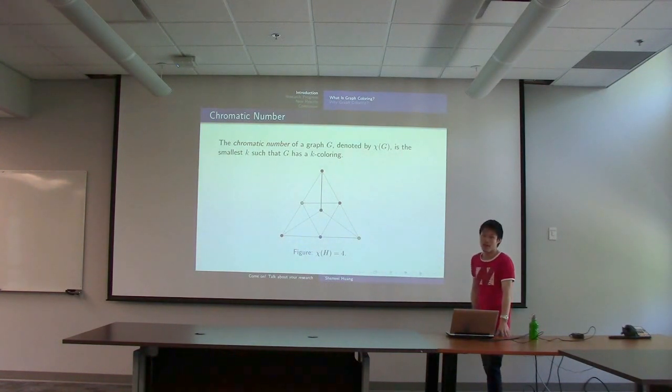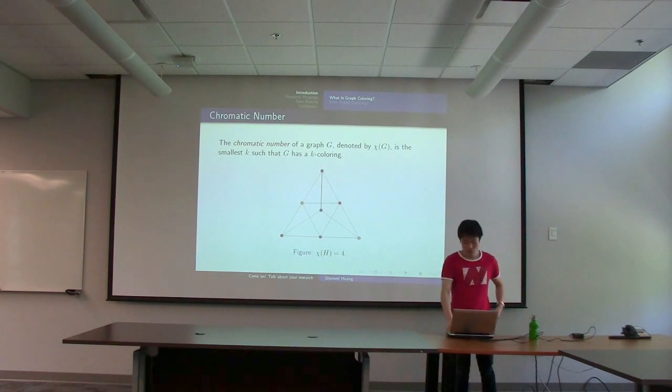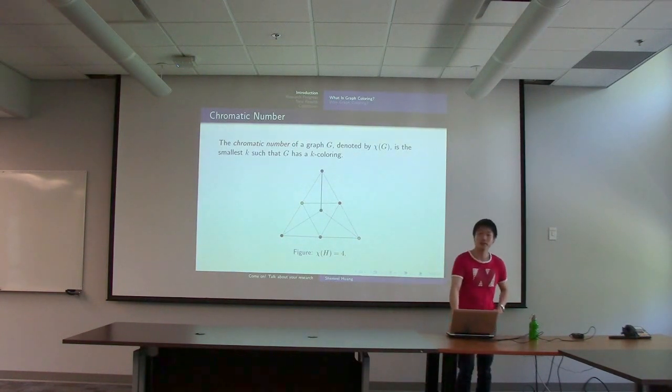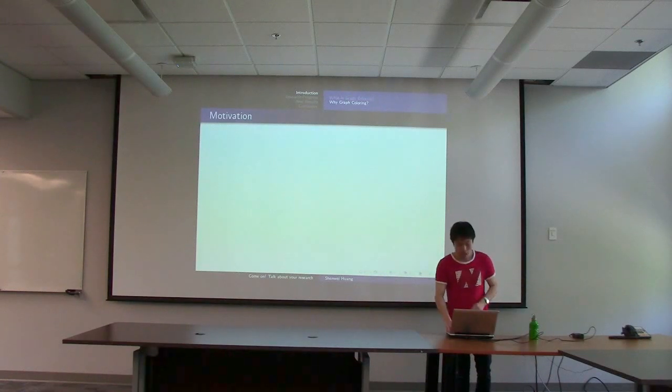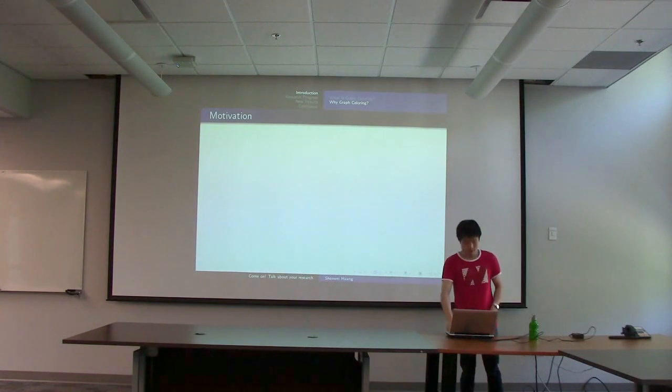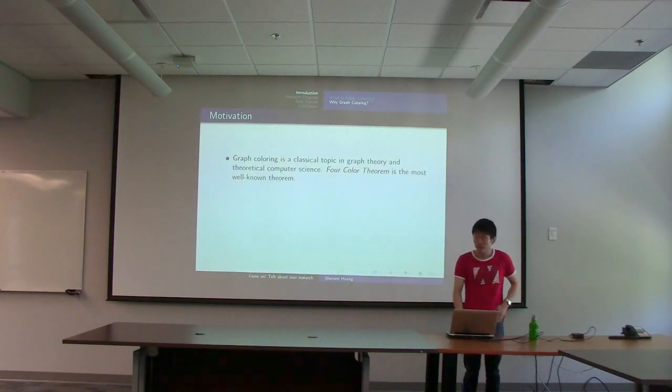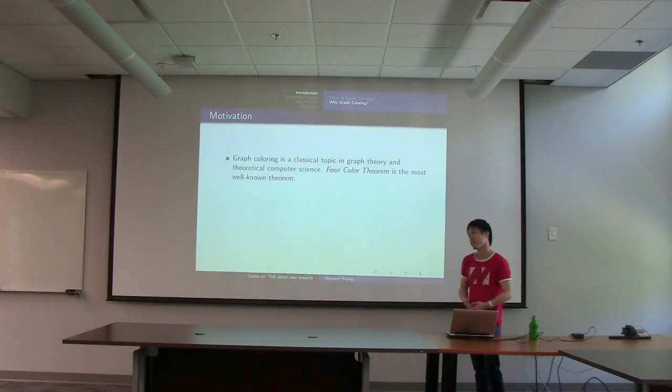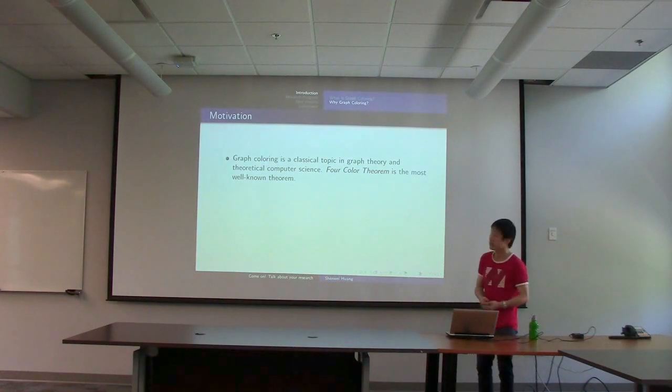You have already seen that it takes a little bit of work to find the chromatic number of such a small graph. In fact, computing the chromatic number is computationally hard. Before we go to that, let me explain why people study graph coloring and why it is important. First, graph coloring is a classic topic in graph theory and theoretical computer science.